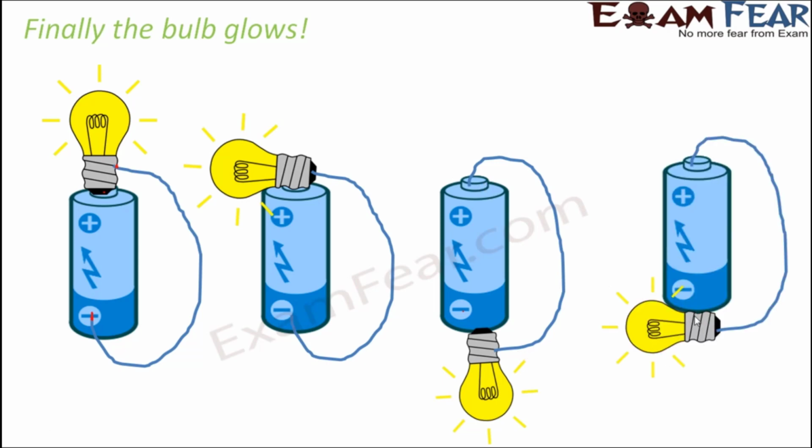Or you can also connect this ribbed side to the negative terminal and the base to the positive terminal. So these are some of the ways in which you can connect the bulb and the cell, which will make the circuit complete, and therefore the bulb would glow. So with this you can understand that electric cell is important because it generates electric current in the circuit.